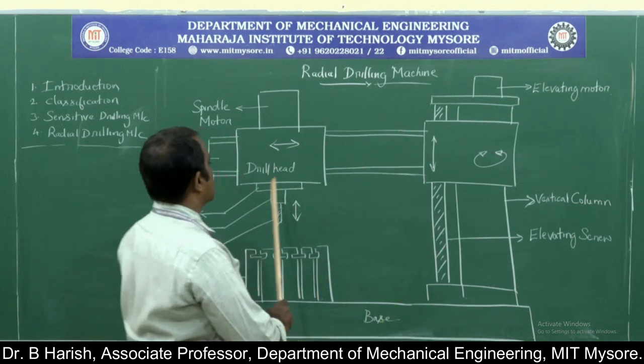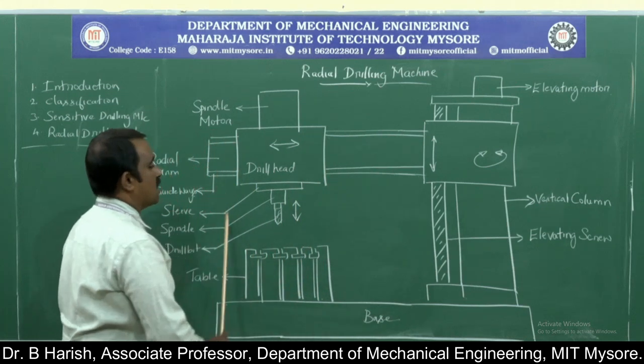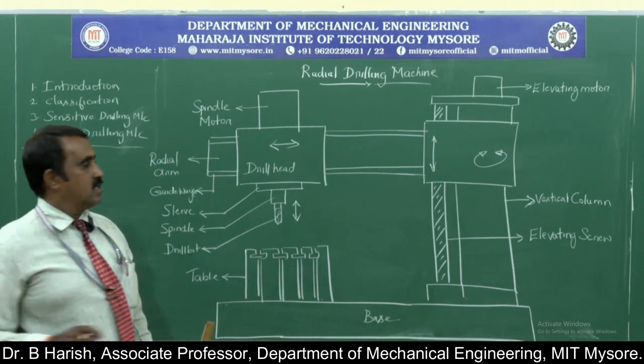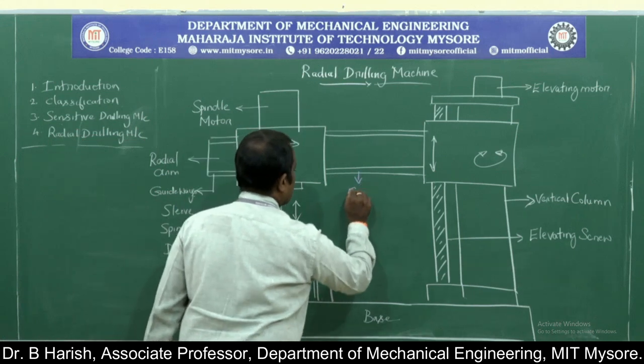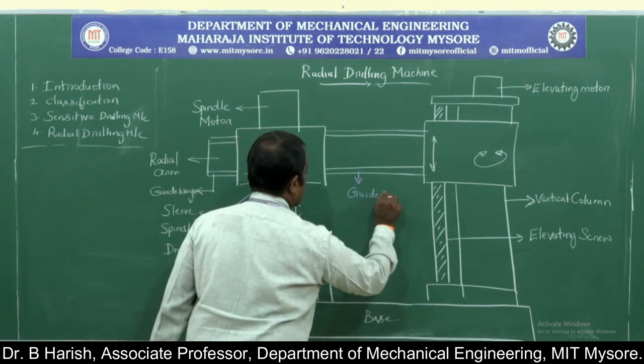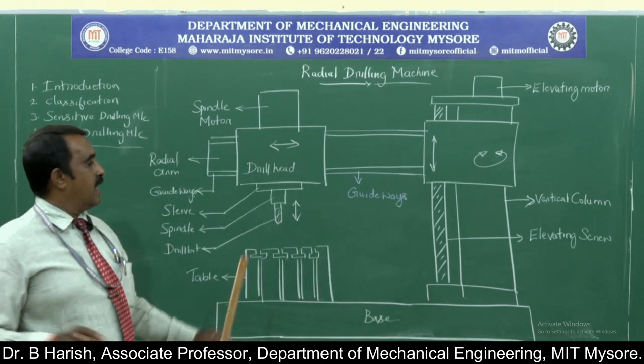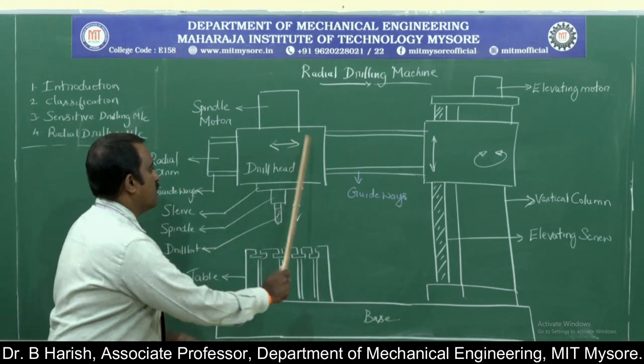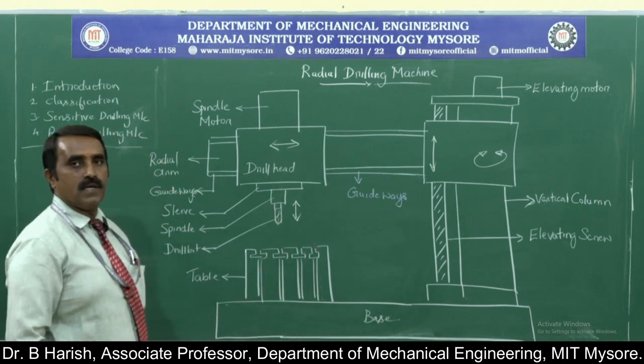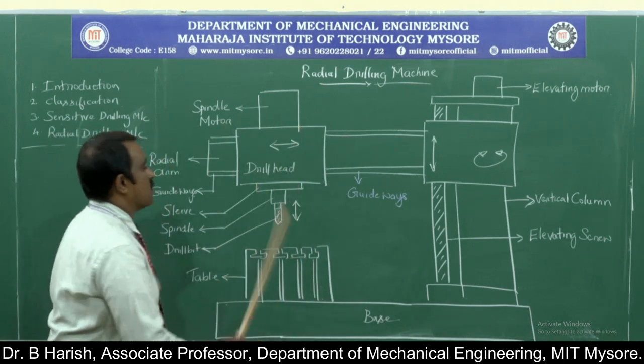Next important part is this drill head. So this is a drill head. So here you can see this is the guide base. So here the drill head is the one which will be placed on the radial arm.